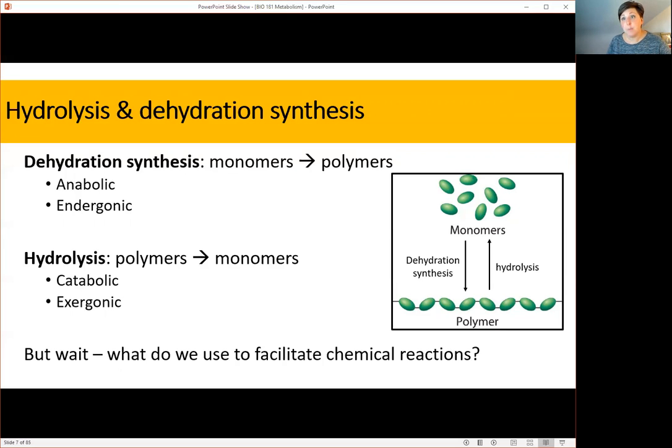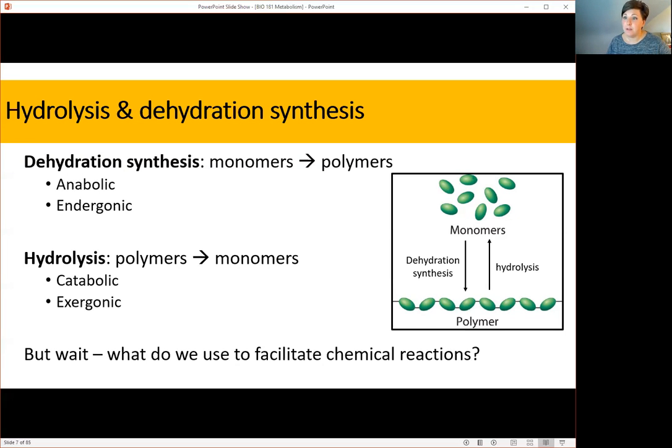Hydrolysis reactions break bonds in polymeric molecules, releasing individual monomeric subunits. For example, when polysaccharides such as cellulose, glycogen, or starch are broken down into individual glucose subunits, or how polypeptides or proteins are broken apart by proteasomes into amino acids.